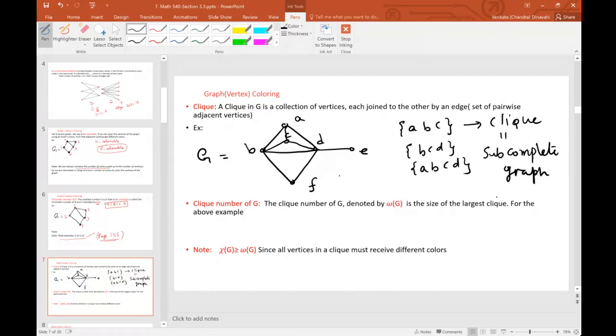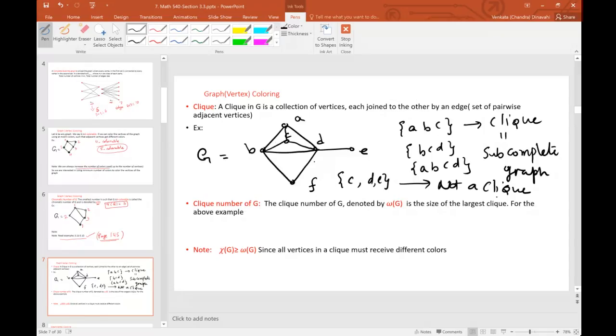But if you take, for example, C, D, E, this is not a clique. You can clearly see that there is no edge between C and E, so this is not a clique. So A, B, C, D. So you wonder what is the biggest possible clique, and that is called the clique number. In this particular example, A, B, C, D is the biggest possible clique.